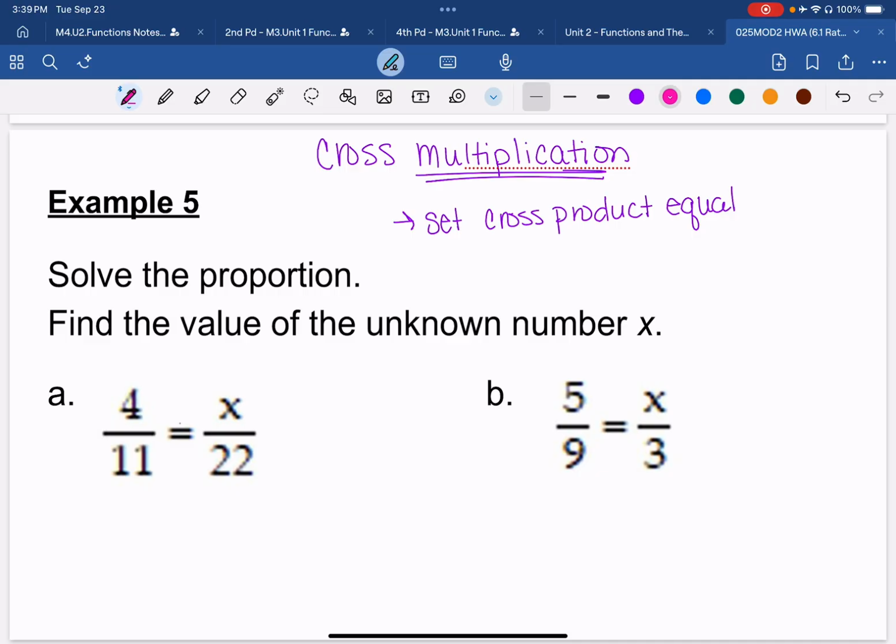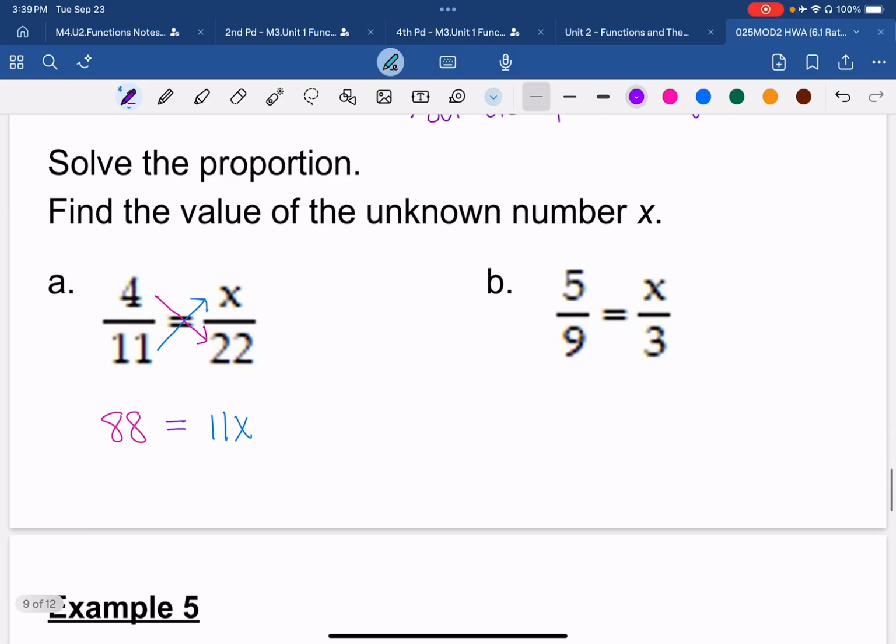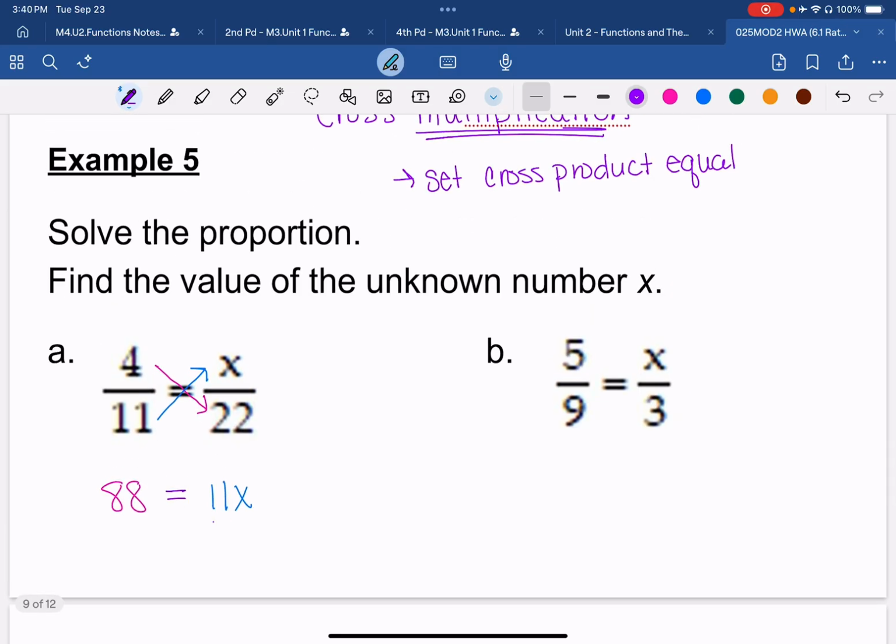So I'm going to multiply the 4 times 22, okay? So that gives me 88. Then I'm going to multiply 11 times x. That gives me 11x. I'm going to set those two cross products equal to each other and solve that equation. So if I do that, I get divide both sides by 11. I get x equals 8.